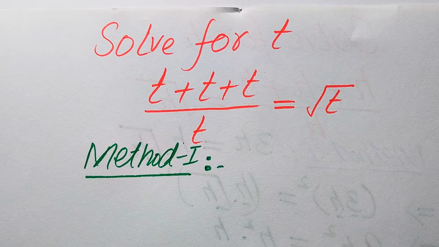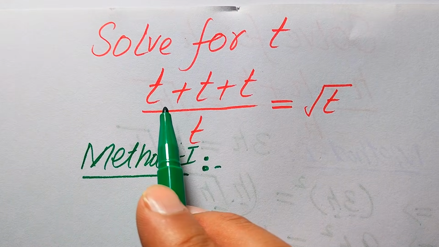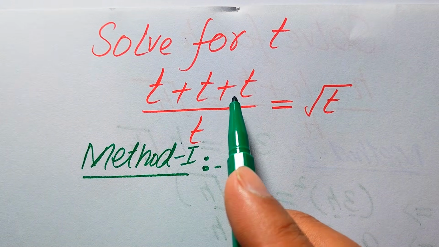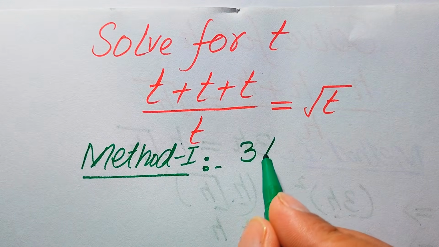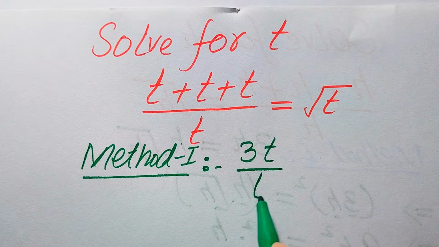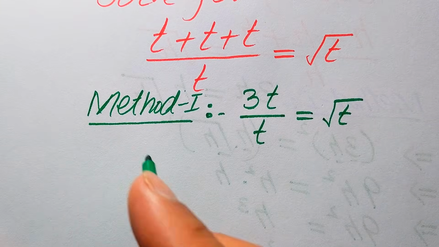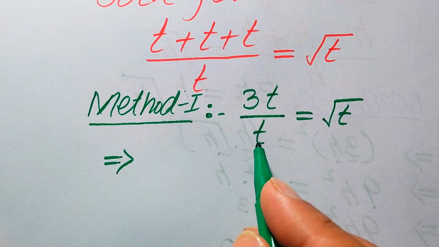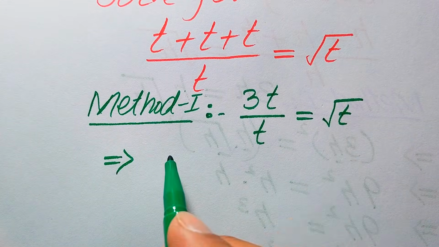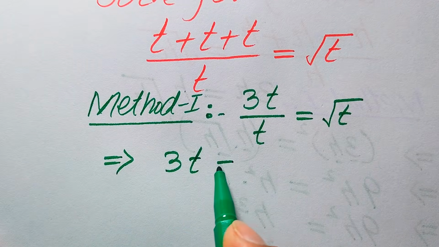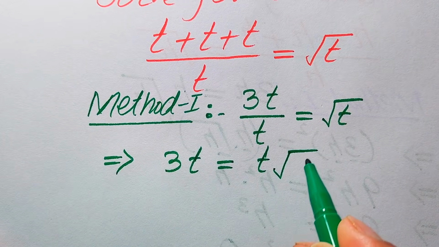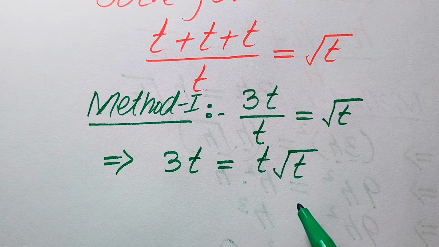And now we move towards the solution of this problem. Here you see that this t is added 3 times, so we write it as 3 times t divided by t is equal to the square root of t. And now in the next step, we move this t from the left hand side to the right hand side, and it will be written as 3 times t is equal to t times the square root of t.